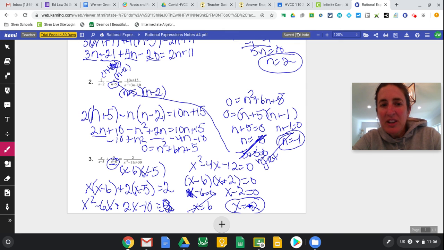Factor the denominator, then add to the numerator the missing piece on each fraction, and then just solve your resulting equation. Always look back to see if the denominator does not turn out to 0, and you're good to go with your solutions.